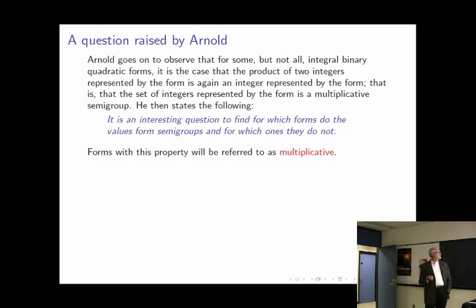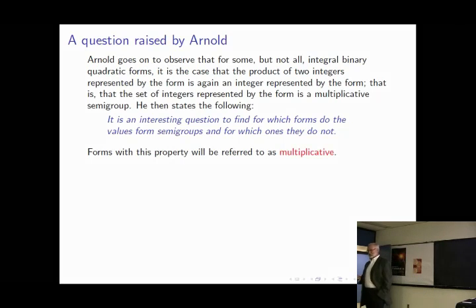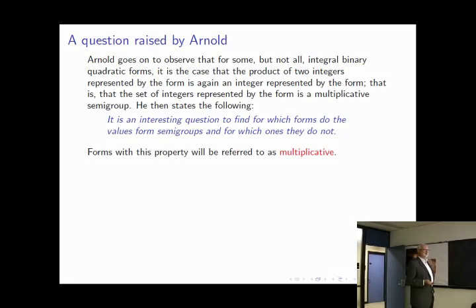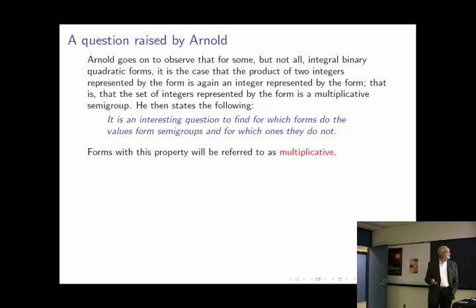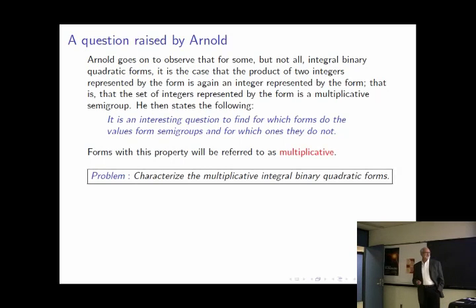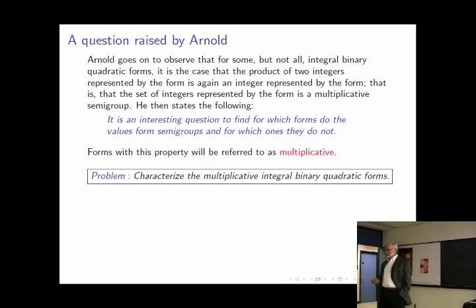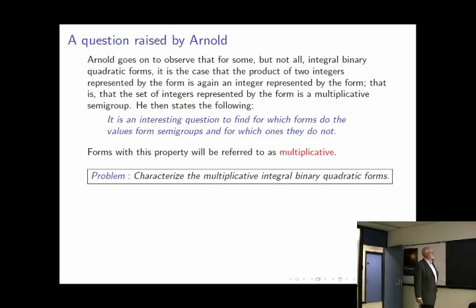So I'm going to call forms with this property multiplicative forms. Arnold chose to call these perfect in his paper, which wasn't such a great choice because that's already a term in common usage for an unrelated concept. So this is what we settled on. We decided to call these multiplicative forms. So the problem is to in some way characterize the integral binary quadratic forms that have this nice property that their set of represented integers is actually closed under multiplication.